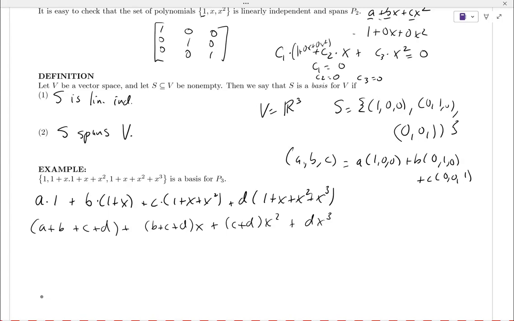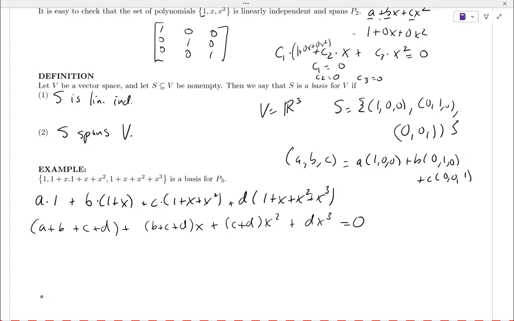So the constant term would have to be the same. The coefficient on the x term would have to be the same. Coefficient on the x squared term, coefficient on the x cubed term, right? Those all have to be the same on both sides of the equation, right? So let's say we set it equal to 0 for argument's sake. It's the same argument if we were doing an arbitrary polynomial on the right-hand side.